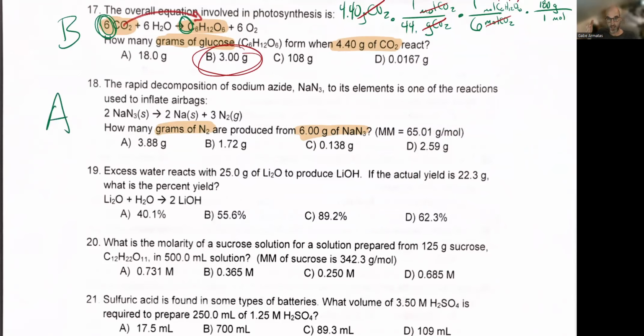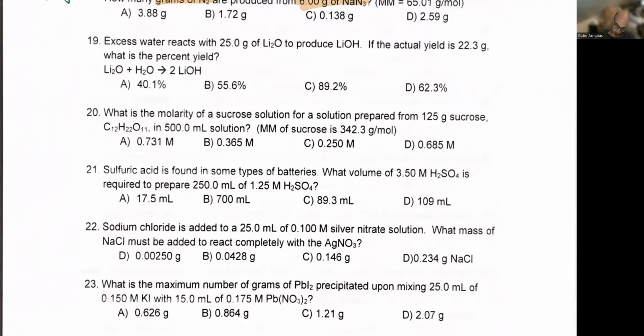Okay, so should be the same setup as above, only using the stuff that we have here. We're going from sodium azide to N2. So that's the transition you're going through. You know, grams to moles to moles, and then moles back to grams. All right, 19. Then we're going to get through 20 because I said I would do 1 through 20 here.